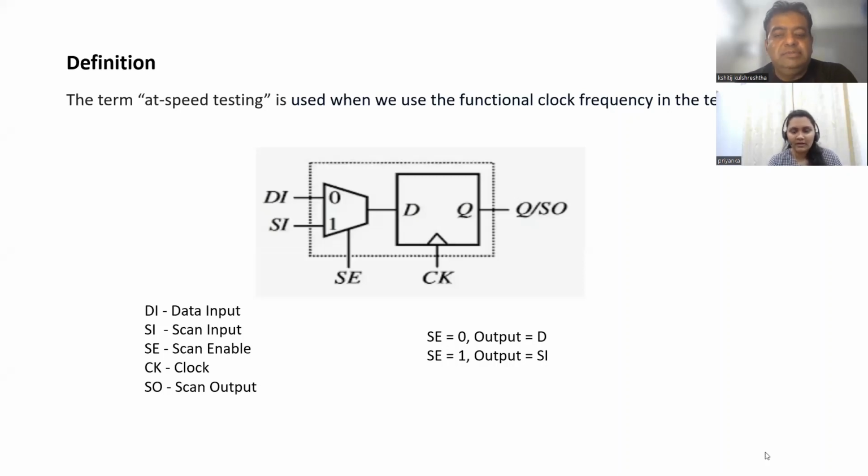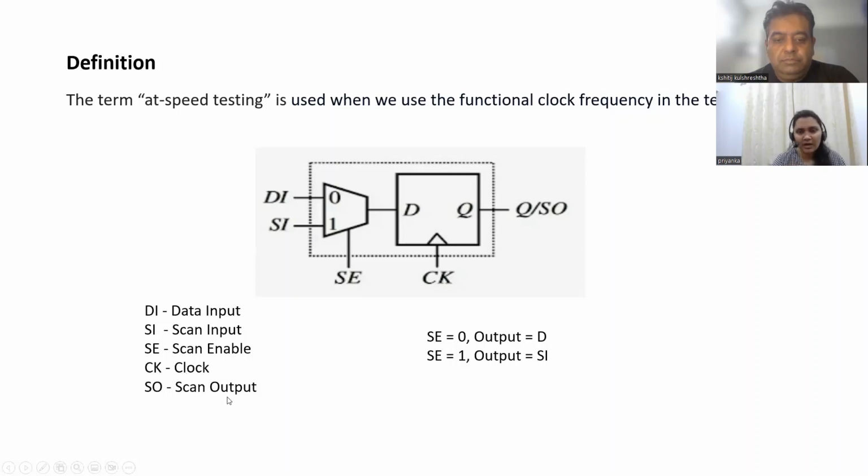Yeah, thanks. Okay, so as per the definition, the term at-speed testing is used when we use the functional clock frequency in the test. It means we are all from a DFT background, so we know very well what the scan frequency is and what the functional frequency is. I'm briefing you with this diagram. This is our scan D flip-flop, where you can see we have four inputs: DI, SI, SC, and clock. DI is our data input, SI is scan input, SC is scan enable, and then clock and scan output.